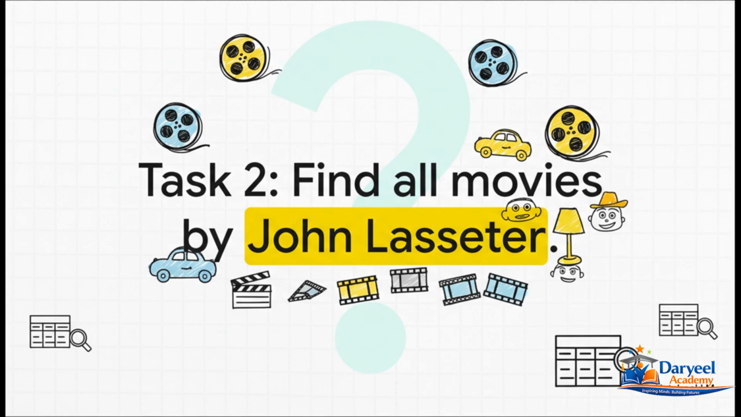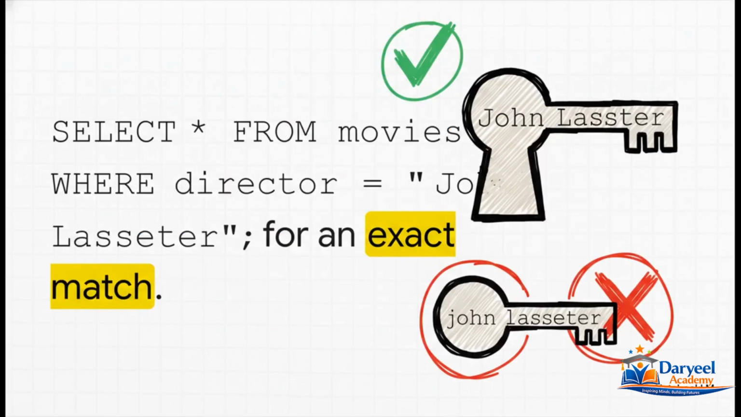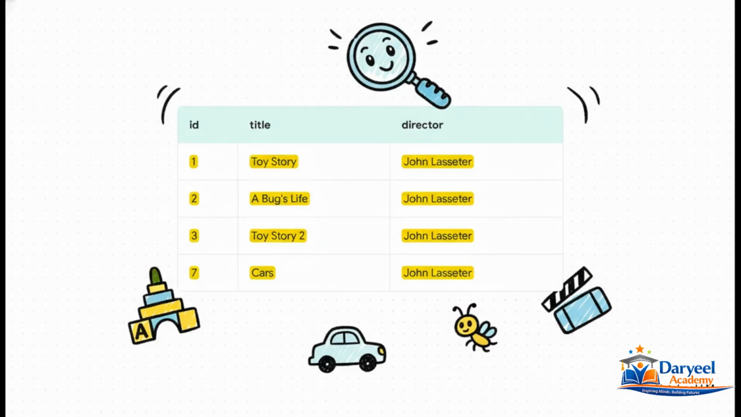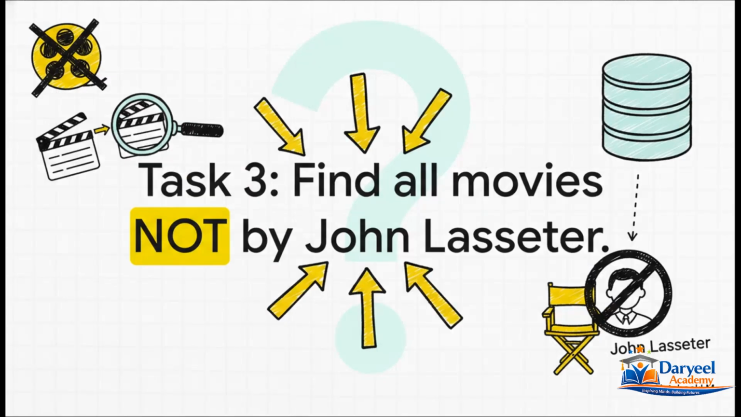Next up, let's find every single movie directed by John Lasseter. This one needs an exact match. For this, we're not using LIKE. We'll use the equal sign for that perfect, case-sensitive exact match. And would you look at that? Our query found every single movie he directed. Perfect.